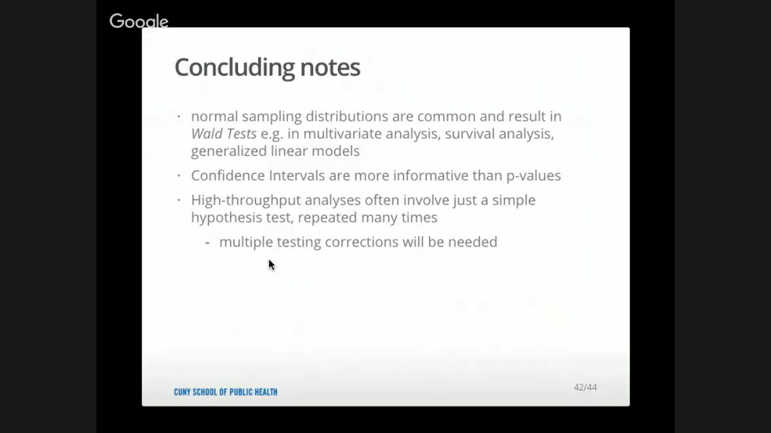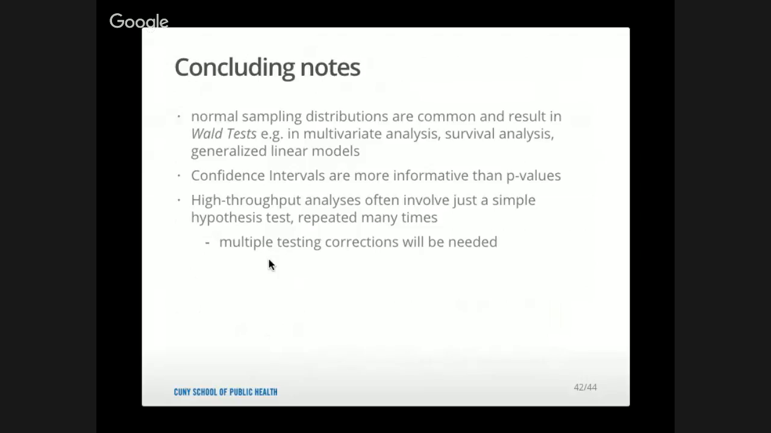So just to wrap up, these normal sampling distributions are actually really common. They're called Wald tests when they come up for individual coefficients in a multivariate regression. They're used in all kinds of multivariate analyses for multiple linear regression, generalized linear models, survival analysis. You often can assume a normal distribution for the coefficients of a multivariate model.